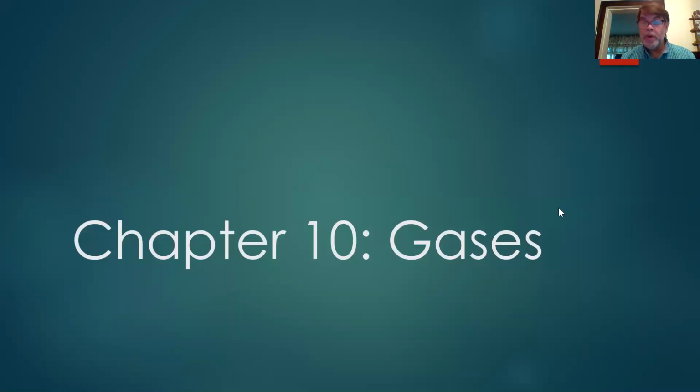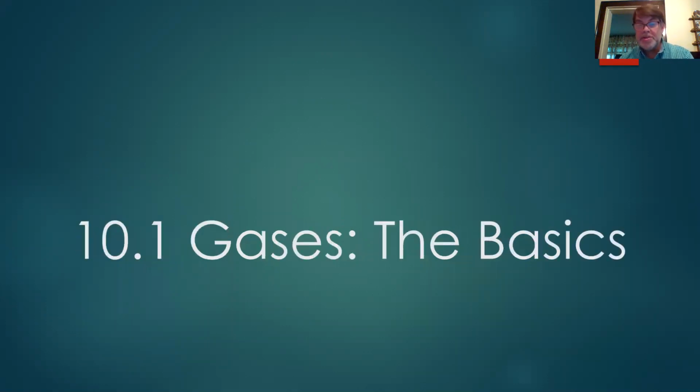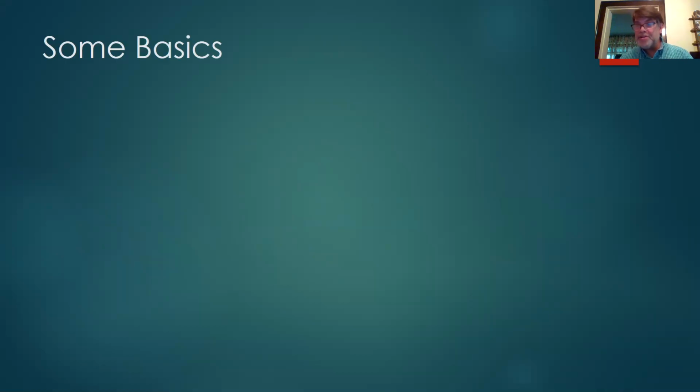Hello, in this video we want to begin looking at Chapter 10 of Brown, LeMay, Bursten, and Murphy's Chemistry, the Central Science. This chapter is on gases. So this is a quick introduction to gases, some of the basics in the very first section of the chapter. Stuff that's fairly common sense, things you probably already know, but hey, we're introducing gases, so let's do the basics.